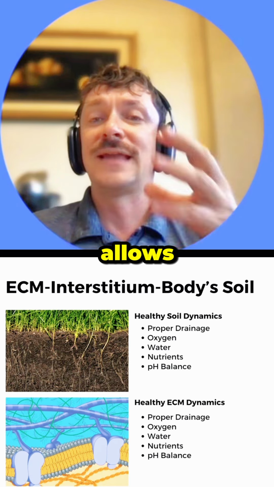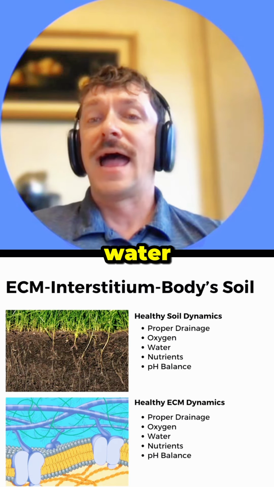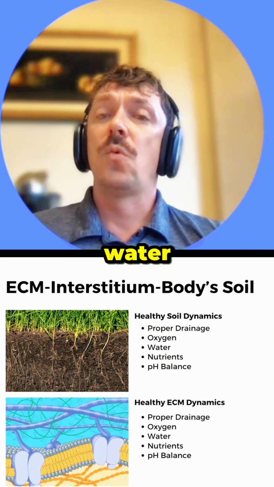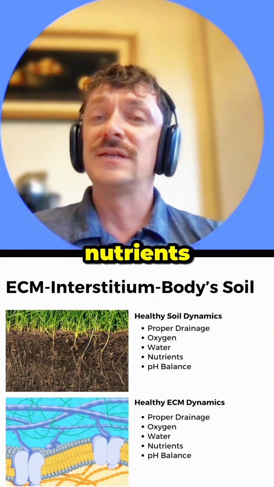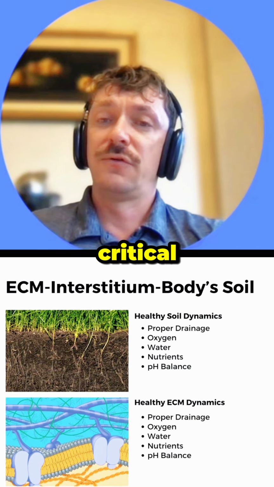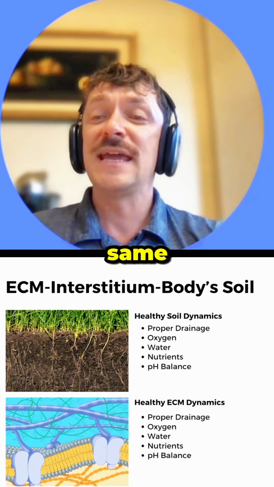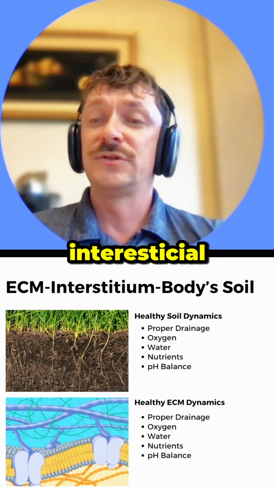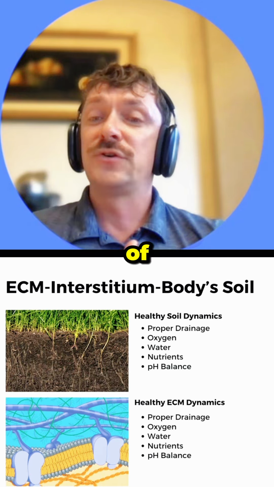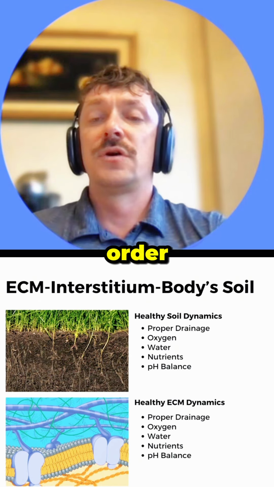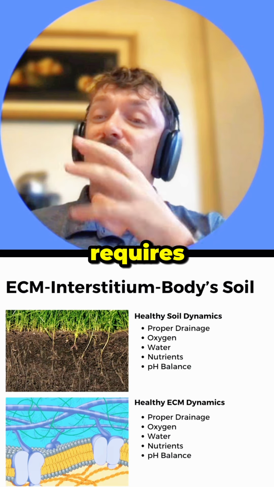So proper drainage allows for the flow of water out, and we need proper oxygenation, we need water, we need the right nutrients in the soil, the right minerals, and pH balance is critical for proper soil health. The same exact dynamic applies to the extracellular matrix of the body, the interstitial space of the body, or the fascia of the body. When we talk about higher level order, fascia is just a higher level order of the extracellular matrix space. It requires proper drainage.